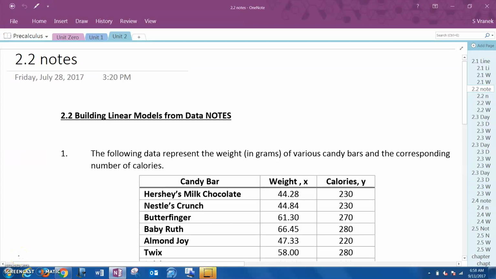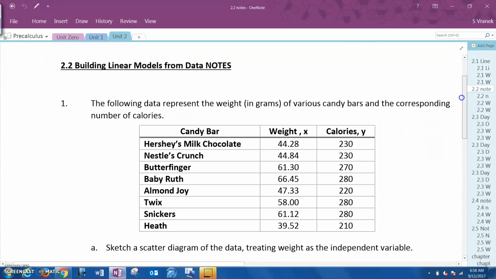Okay, class, today we're going to be building those linear models from data. So yesterday we talked about just y equals mx plus b, getting a linear function. Today we're going to get some data points to do that. So the first thing we're going to do with this data is create a scatter diagram.